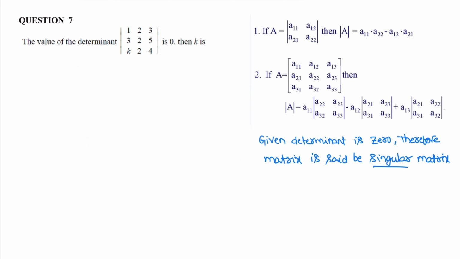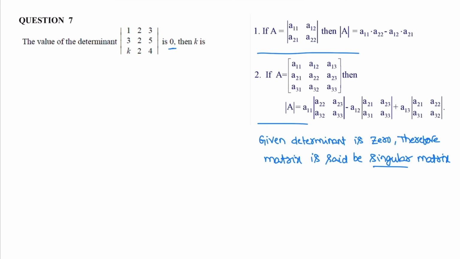Next question. The value of the determinant. So this is the formula to calculate the value of a determinant, and if the determinant is 0. Generally for any matrix, if the determinant is 0, then it is said to be a singular matrix. Given a singular matrix, we need to calculate the value of k.